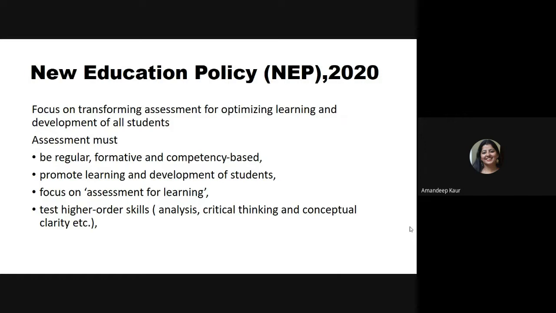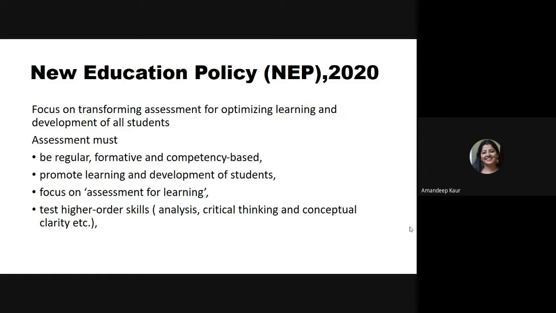So that is why in the New Education Policy 2020, they said assessment must be regular, formative, and competency based. When it says assessment must be regular, while the teacher is delivering instructions to the student, the teacher needs to plan the lesson in such a way that within the lecture itself, the teacher is able to assess the performance of that candidate. And that assessment is a formative assessment.